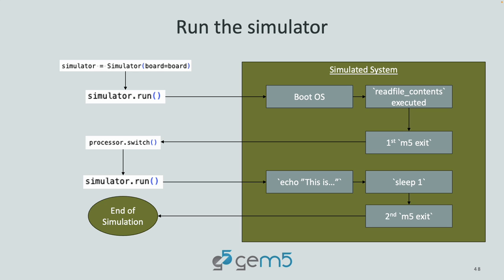Anyone having trouble with that in any way? So when you do the M5 exit, it's like a VMX exit, right? It goes to the hypervisor or the simulator or whatnot. Yeah. And then any other command that you, like, how do you define where to switch? Like in the example. What do you mean by switching? Processor.switch. Yeah, so this is defining when it switches.